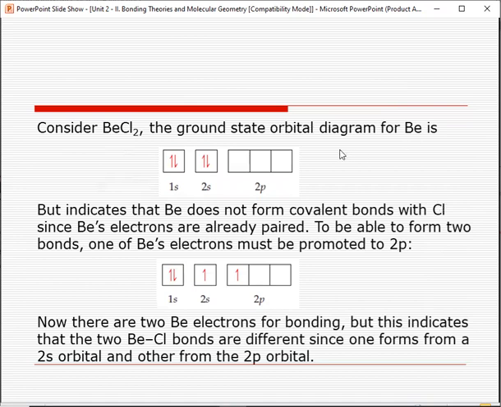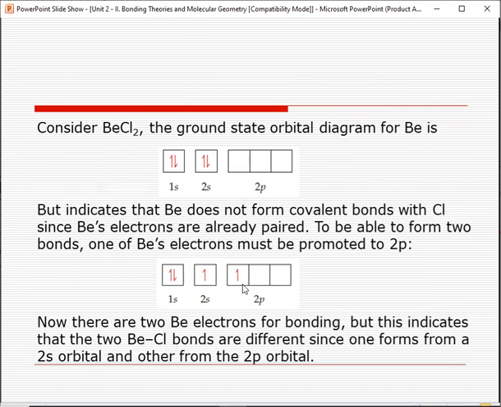BeCl2. The ground state orbital diagram for beryllium looks like this. It fills the 1s orbital, so 1s2, and then its 2s orbital. But this indicates that beryllium does not form covalent bonds with chlorine since beryllium's electrons are already paired at the 2s orbital. To be able to form two bonds, one of beryllium's electrons must be promoted to 2p.